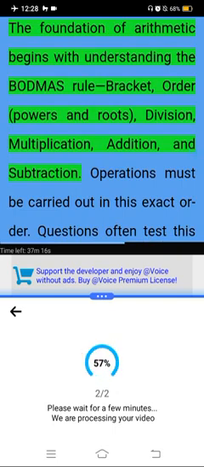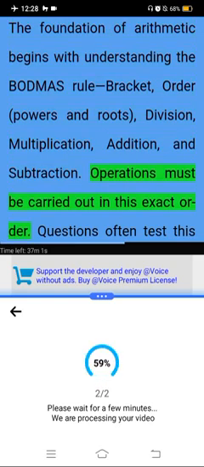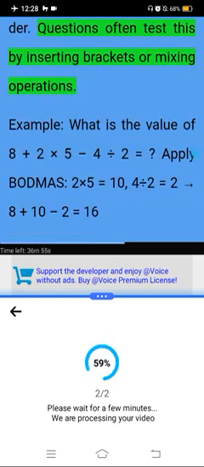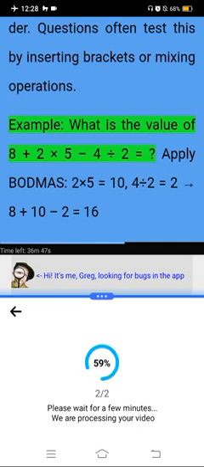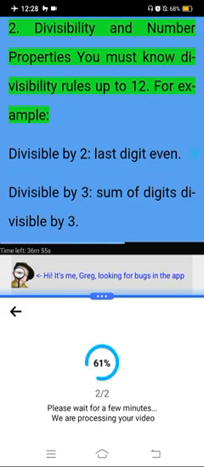1. Basic operations and BODMAS. The foundation of arithmetic begins with understanding the BODMAS rule: bracket, order (powers and roots), division, multiplication, addition, and subtraction. Operations must be carried out in this exact order. Questions often test this by inserting brackets or mixing operations. Example: what is the value of 8 + 2 × 5 − 4 ÷ 2? Apply BODMAS: 2 × 5 = 10, 4 ÷ 2 = 2 → 8 + 10 − 2 = 16.